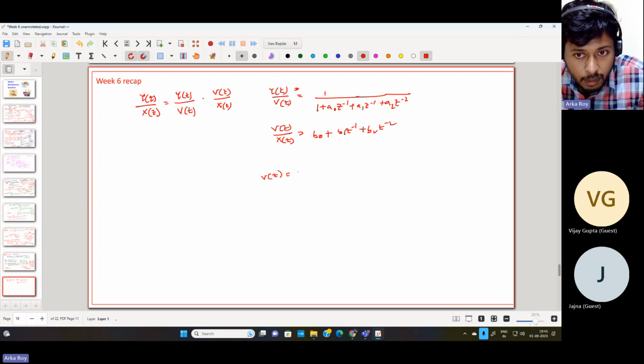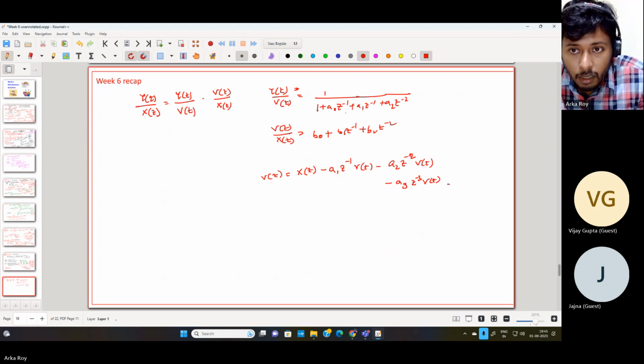V(z), I can write it as X(z) minus a1 z to the power minus 1 V(z) minus a2 z to the power minus 2 V(z) minus a3 z to the power minus 3 V(z). So it will look like so 1, 2, 3. So this is the governing equation.